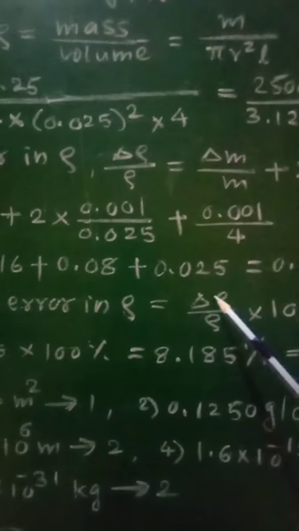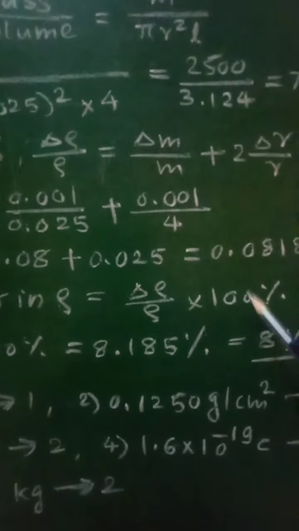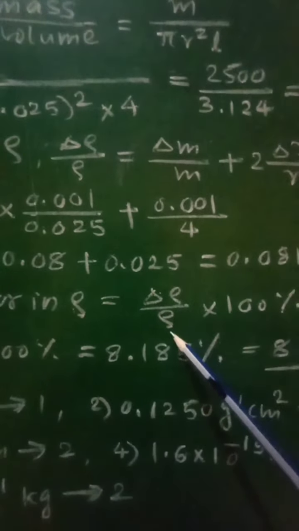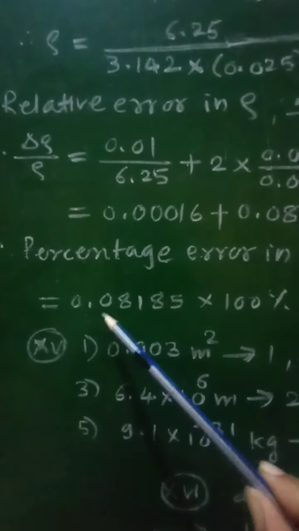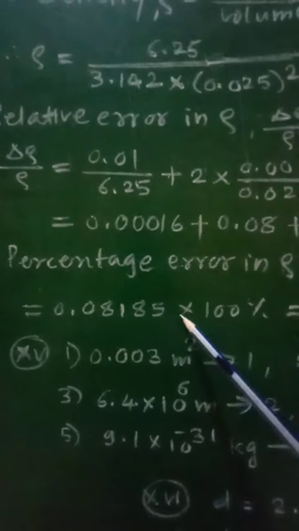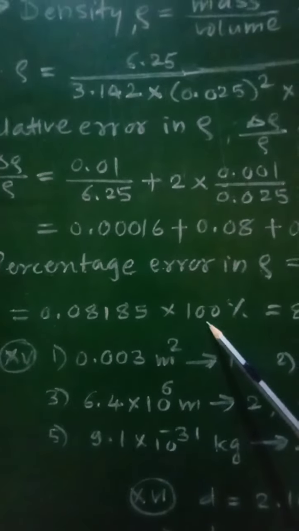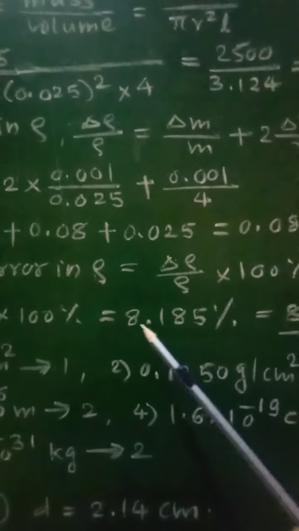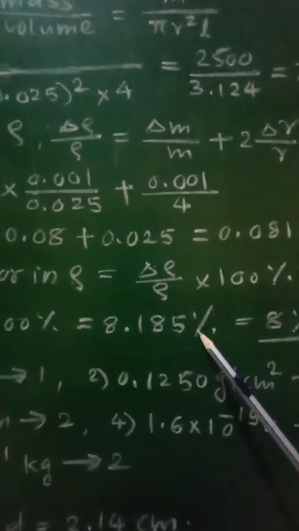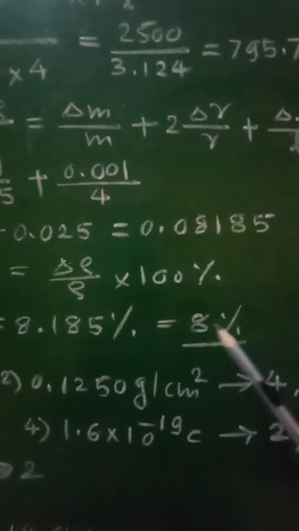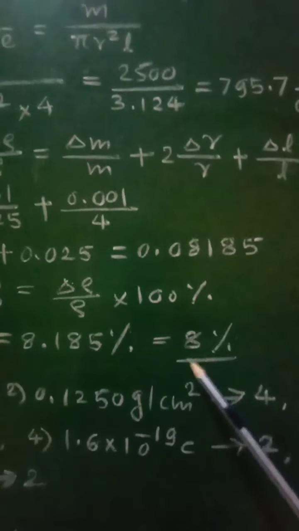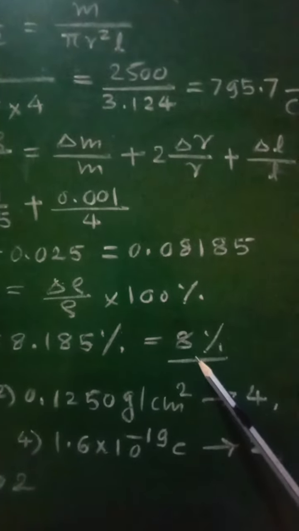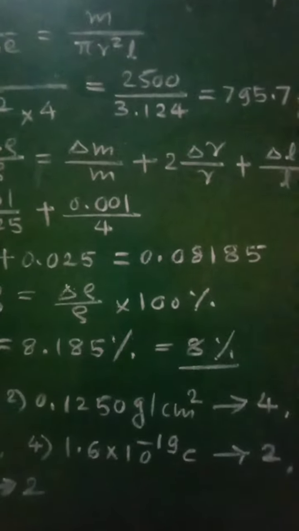And therefore the percentage error in the measurement of density rho will be equal to relative error into 100%, that is delta rho upon rho into 100%. That will be equal to 0.08185 into 100%, which comes out to be 8.185%, which is approximately equal to 8%. So this will be the required percentage error in the measurement of density.